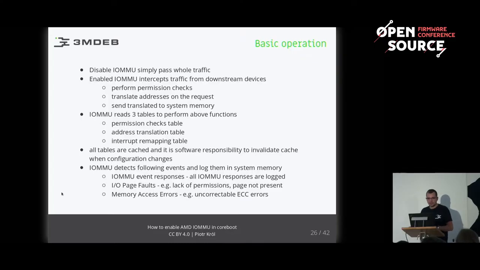If we disable the IOMMU, it simply passes the traffic. But when we enable it, there are three things we have to do every time. We have to check permissions for any request from the device to memory. We have to translate addresses. And we have to send those translated addresses to the system. To achieve those goals, the IOMMU uses three tables: a permission checks table, an address translation table, and an interrupt remapping table. Those tables are cached. The problem with those is that the user is responsible for invalidating those caches. Of course, this is no problem when we are facing cache issues on our platforms.